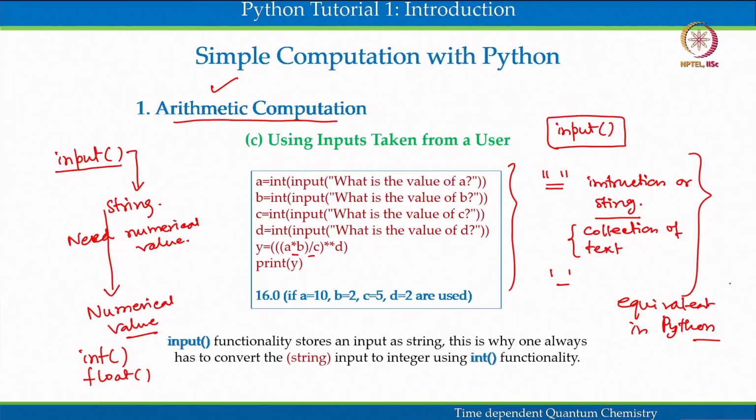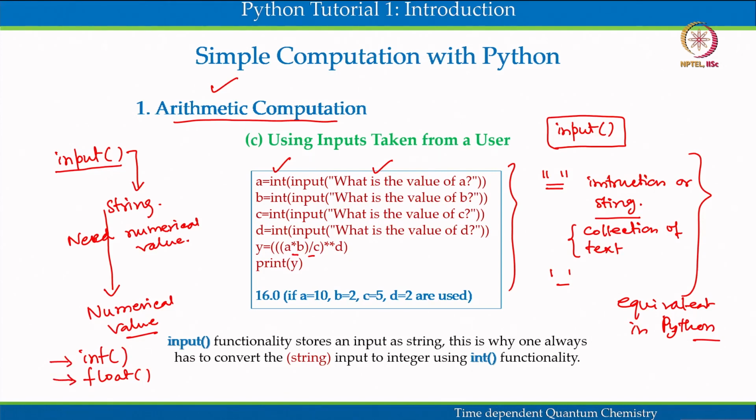In this tutorial we are learning Python for the first time, and so far we have shown how to perform simple arithmetic computation. We have seen that if I take the input from a user, I have to convert it to a numerical value, and there is built-in functionality in Python which you can use, either int or float, to convert a string to a numerical value.